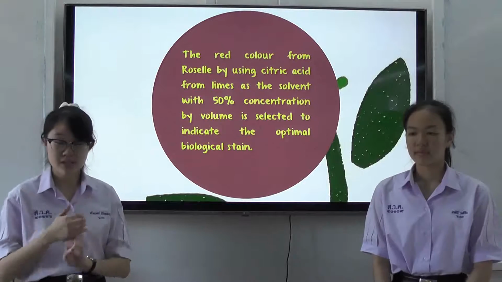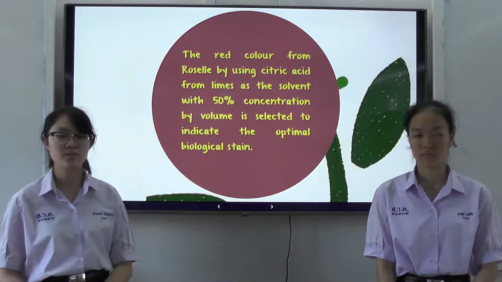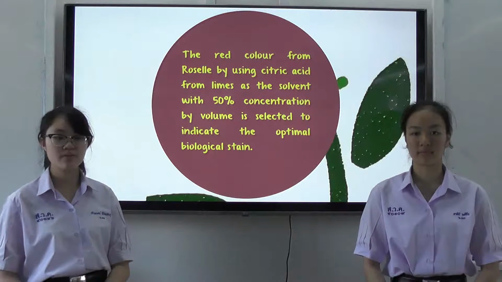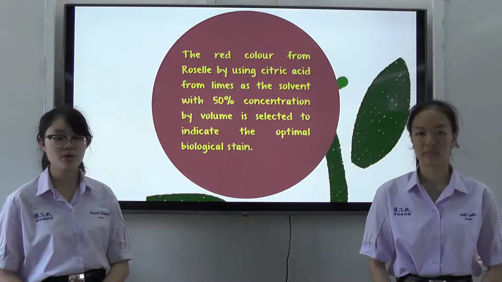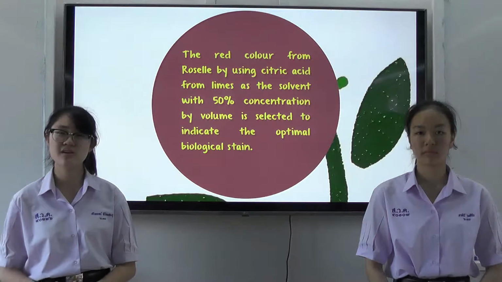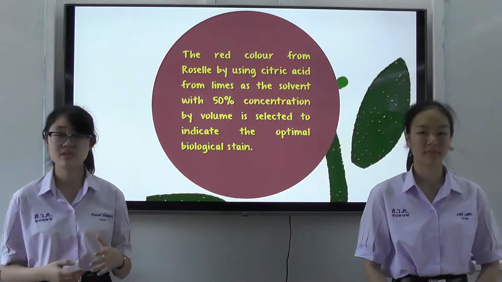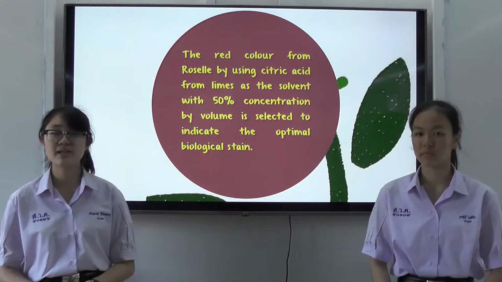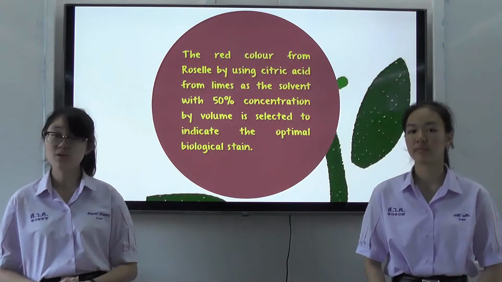According to our 3 experiments, the red color from roselle by using citric acid from limes as a solvent with 50% concentration by volume is selected to indicate the optimal biological stain. Although the biological stain is not as effective as a chemical substance, which is safranin O, it can be an alternative way for practical use in the local area.